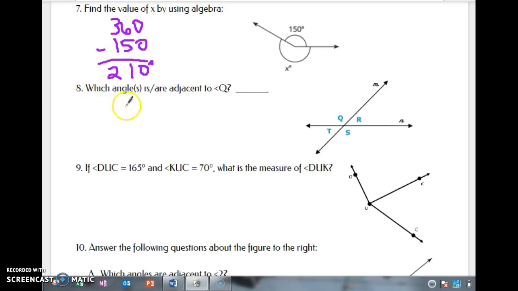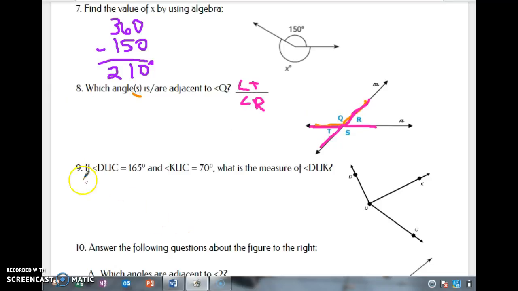Then the number 8, it says which angles are adjacent. Remember, adjacent means that it shares the same side and the same vertex. So adjacent to angle Q, and it says which angles is or are, which means there could be one or more than one. So if you look, the ones that are adjacent share the same side and vertex would be this angle, and the same side and vertex would be this angle. So I would say angles T and angle R are adjacent to angle Q. They have to share the same side and vertex.